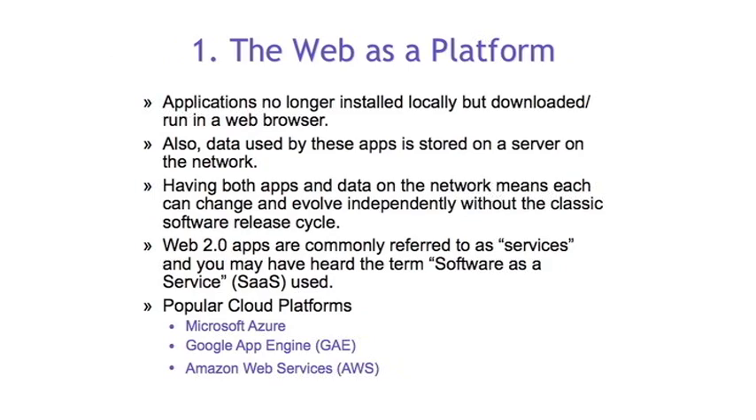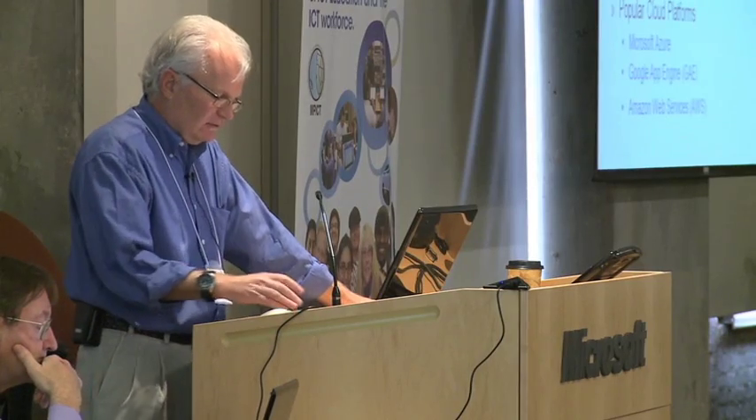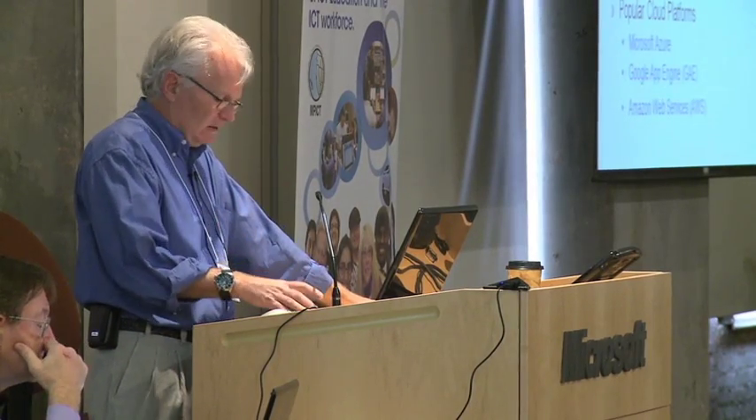Popular cloud platforms: Azure, which is Microsoft's product that's not out yet. It's in beta right now, pre-release, but I think that's going to be a pretty nice product for Microsoft. There's the Google App Engine, and Amazon Web Services are competing products. So these are things that I think we've got to start looking at in our classrooms.